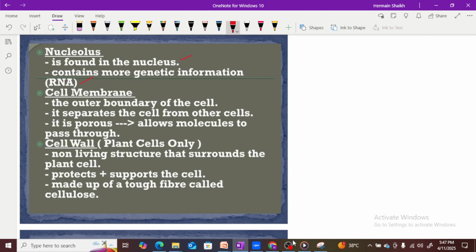The cell wall is basically present only in plant cells. The cell wall is a non-living structure that surrounds the plant cell. It protects and supports the cells. The cell wall is made up of a tough fiber called cellulose.